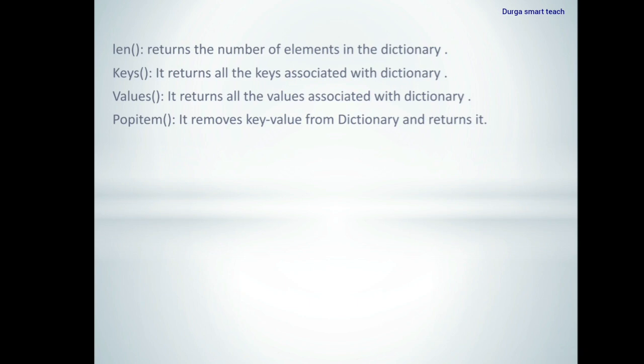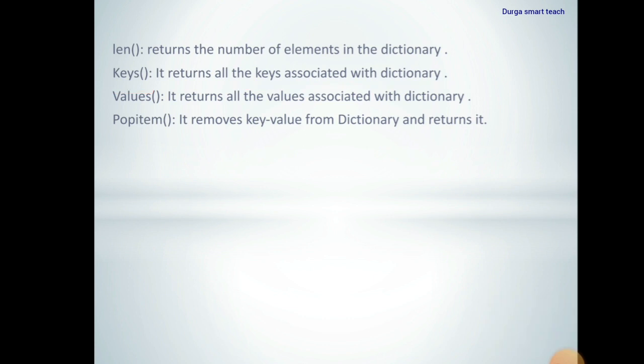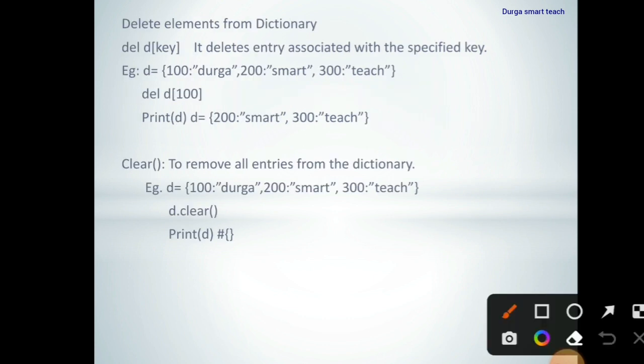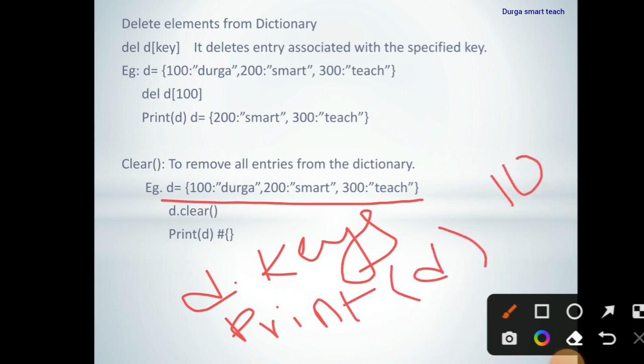The next function is keys. It will return all the keys associated with the dictionary. It will print only keys, not the values. Suppose d dot keys. d contains 100, 200, 300. If you print d dot keys, it will print 100, 200, 300 only. It will print only keys, not the values.